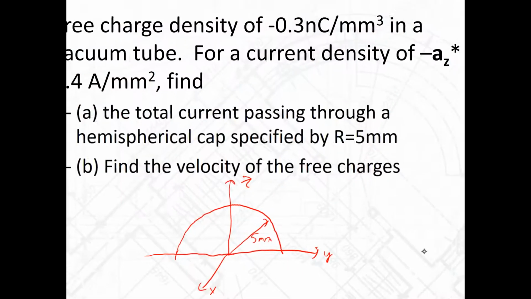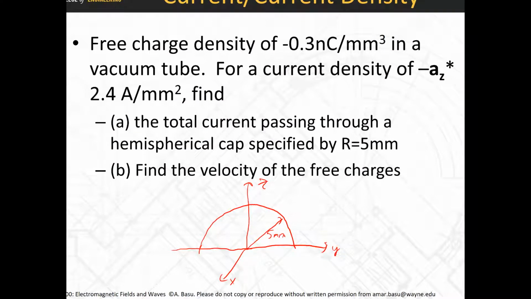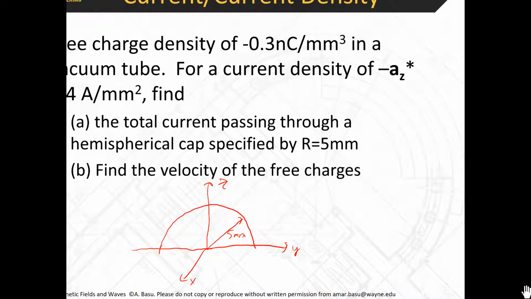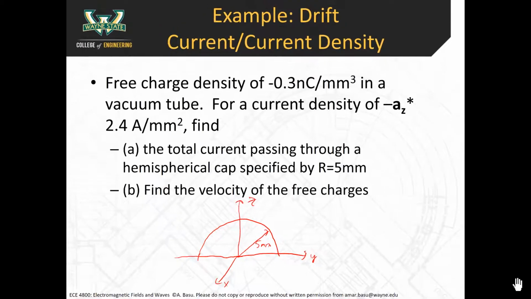Now, this is the tricky part in this problem. You're asked to find the total current. I is the integral of J dot ds. Now, in the problem that we did earlier, and this is a big hint I'm going to give you, J and ds were pointing in the same direction. In this problem, J and ds are not pointed in the same direction.